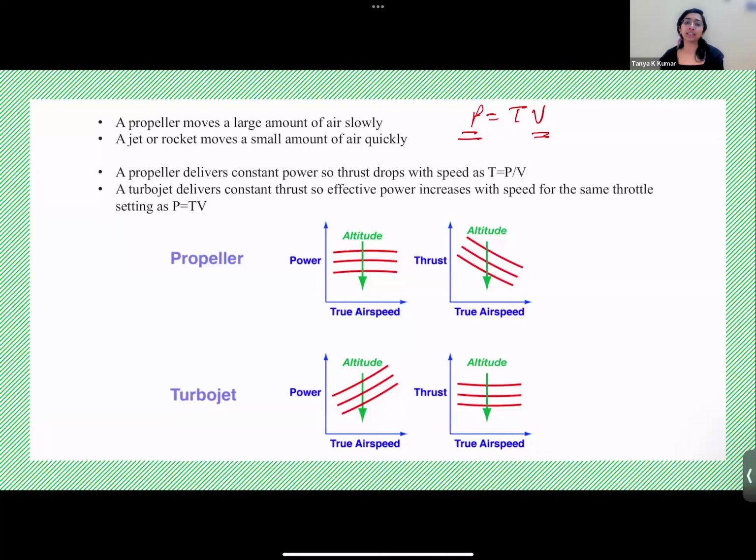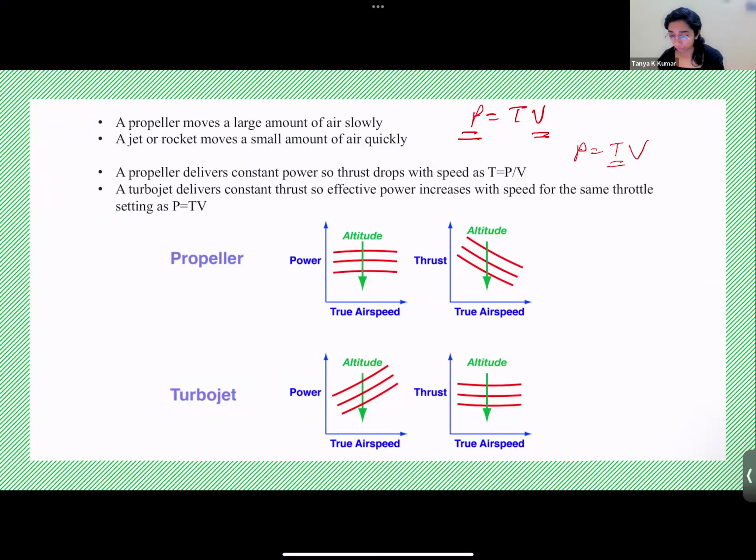Now, reverse is the case for a jet-driven aircraft. What happens there is that the thrust remains constant. And because of that, with the same equation, if you take power equal to thrust into velocity and thrust remains constant, with increase in velocity, your power will increase, right?